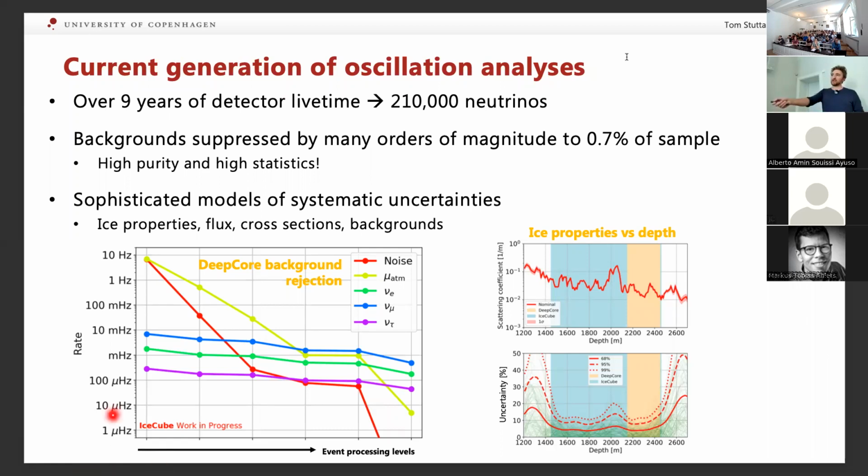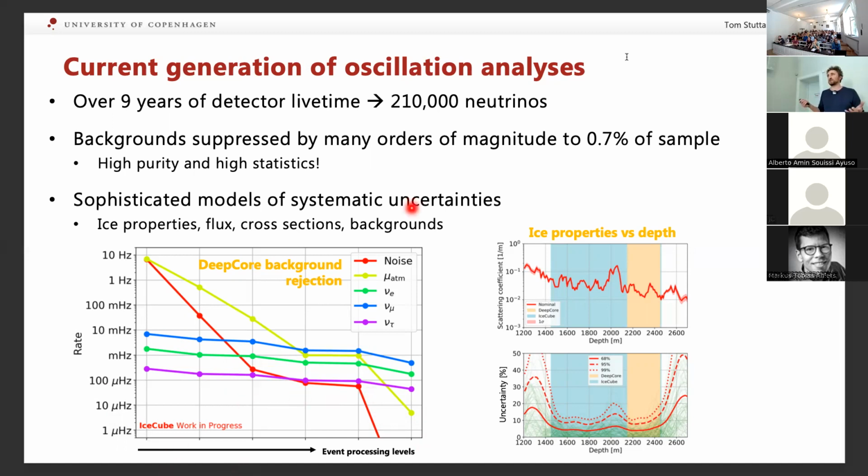You can see how we reject backgrounds here. Each of these stages is a stage where we do more and more background rejection for our data analysis. I won't go into this in detail, but what you can see here is your muons and your detector noise are many orders of magnitude higher in rate at your low level detector data than your neutrinos are. But by using increasingly sophisticated methods over many layers of processing, we're able to really suppress these backgrounds to being subleading compared to our neutrinos. So many orders of magnitude of background suppression until we end up with a sample that is more than 99% neutrinos.